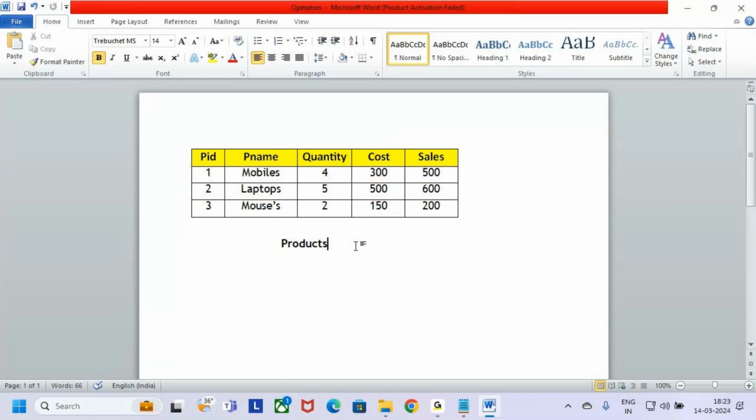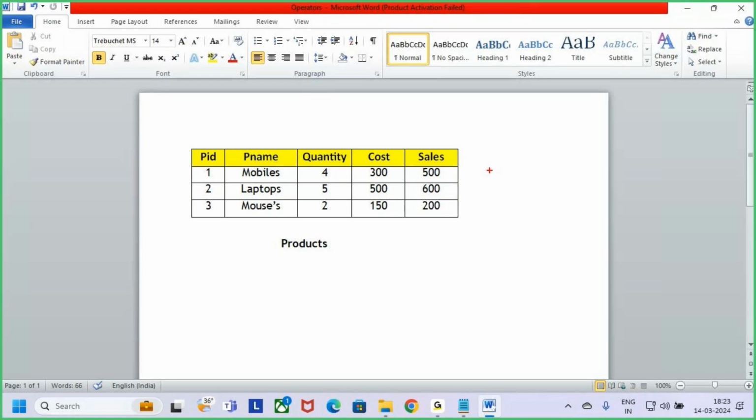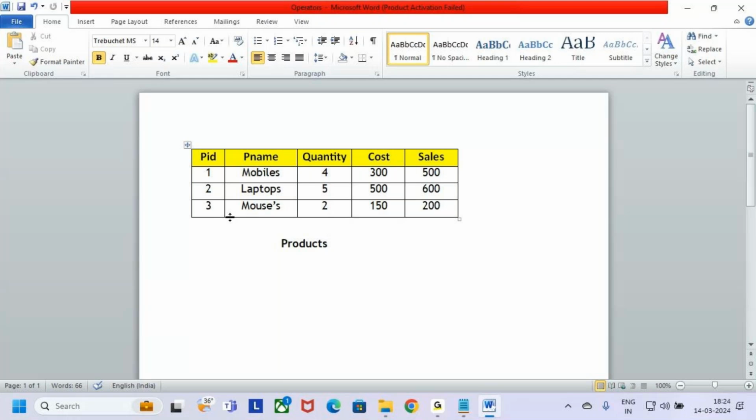Next, my requirement is to find the product details where the cost price is less than 300, guys. Now see, how many products are there where the cost price is less than 300? Only one product. What's that product? Mouses is the product where the cost price is less than 300. The remaining mobiles and laptops, their cost price is not less than 300. So this is the product mouses. This is how to use the less than operator.